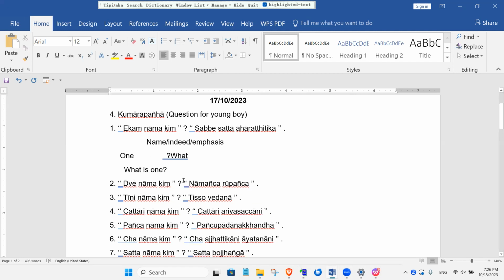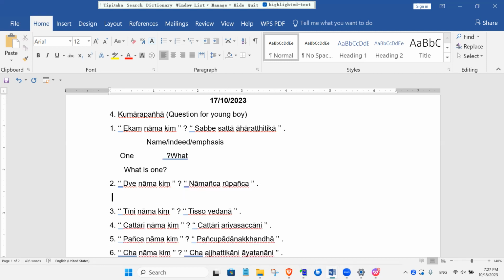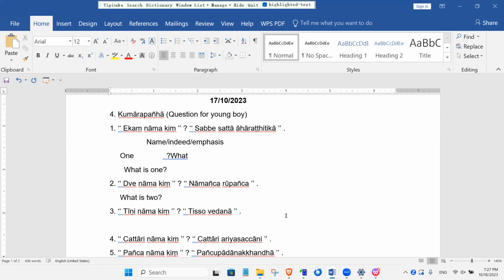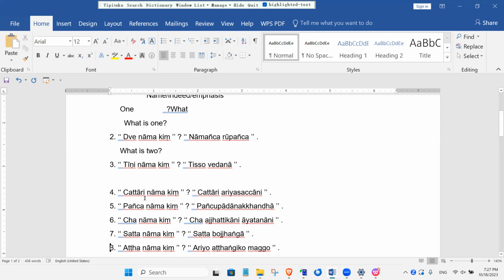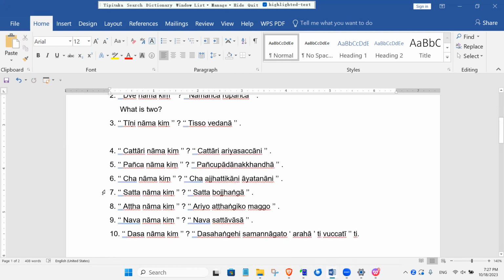What is one, right? Then dve. What is two? What are two? Is two, right? Is. Okay, now tini is 3. Chatali is 4. Pancha is 5. Cha is 6. Sata is 7. Attha is 8. Nawa is 9. Dasa is 10. All right.